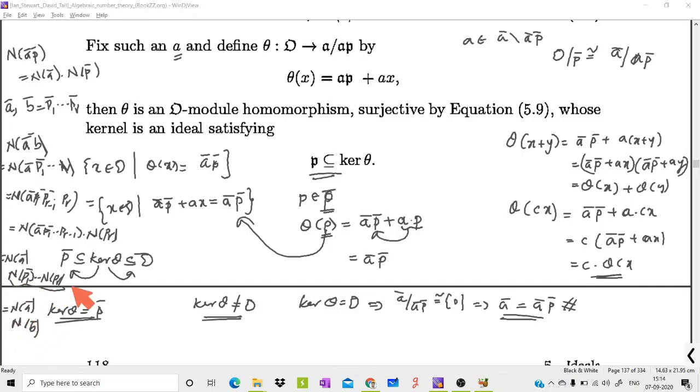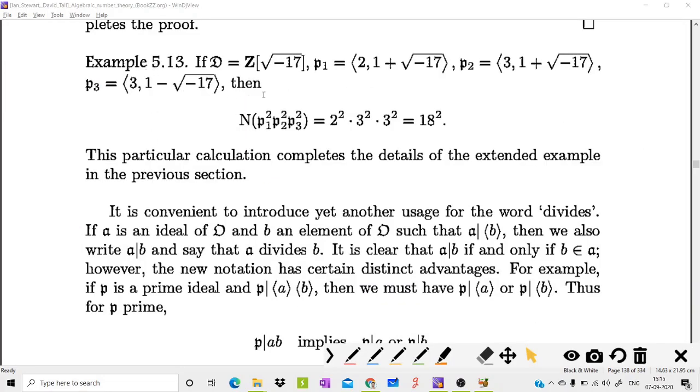So once you have proved this theorem for a prime ideal P, then you can prove it for every arbitrary ideal B. So N of AB is equal to N of A into N of B. Next is an example. You can find the norm of the ideal generated by 18 using this property. N of P1 square, P2 square, P3 square can be written as N of P1 whole square, that is 2 square, 3 square, 3 square. So then that will give 18 square, which is the norm of the ideal generated by 18.